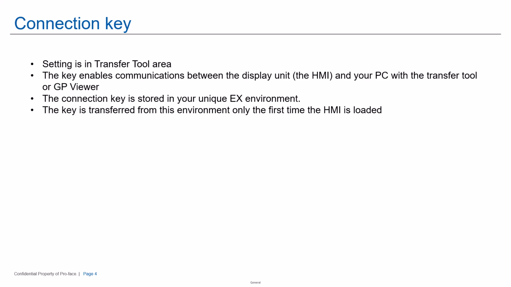Okay. Key point to remember, the connection key is stored in your unique GP Pro EX development environment, and is transferred to the display unit only the first time the project is transferred. Okay, this is an important part to remember, that the key itself is coming from the GP Pro EX environment you are currently working in and gets transferred from there.